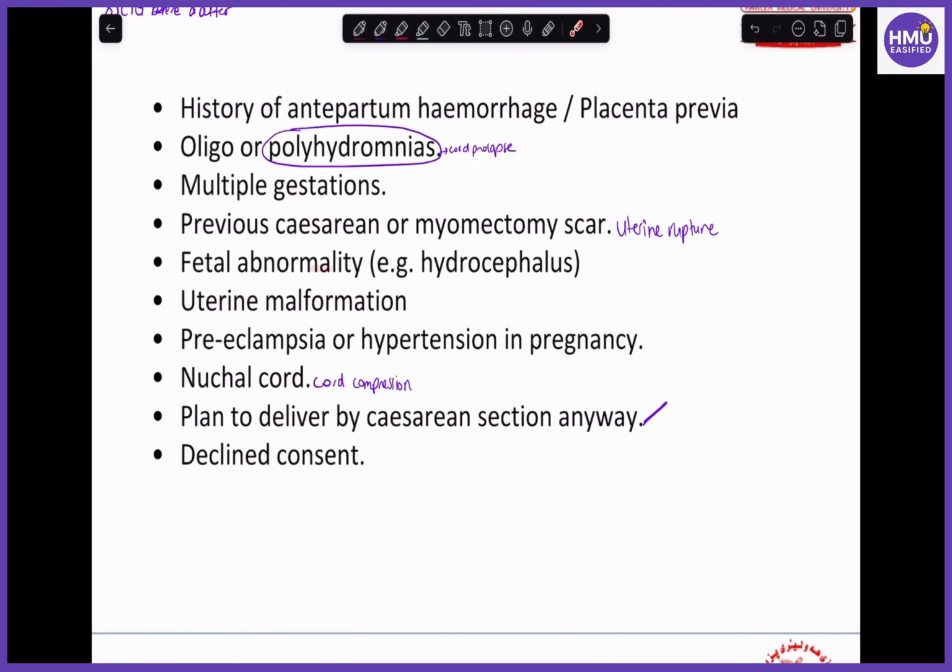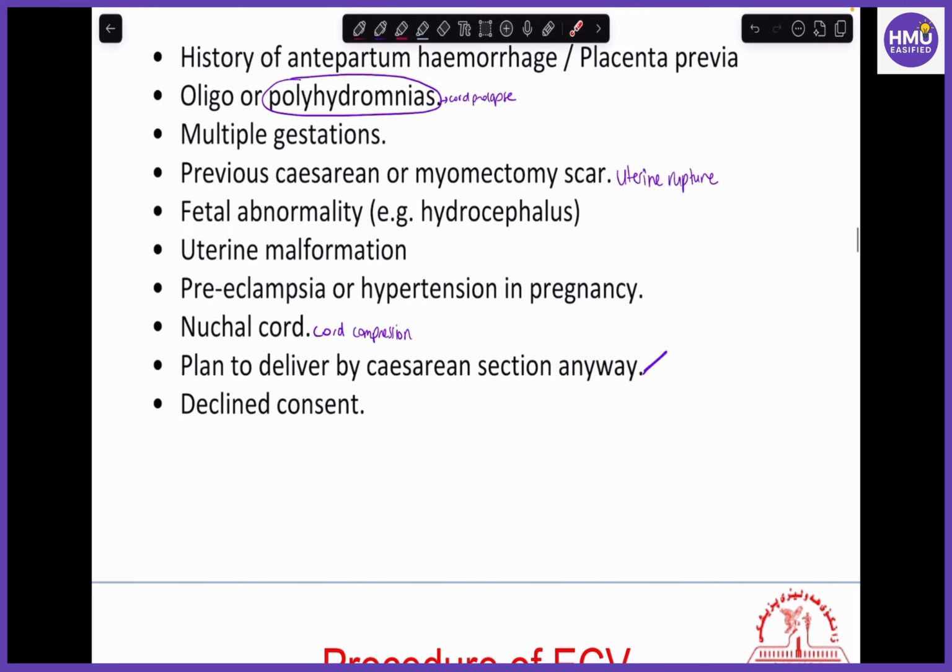Fetal abnormality such as hydrocephalus, as we cannot rotate it safely. Uterine malformations such as bicornuate or septate uterus, where turning the fetus is difficult. Preeclampsia or hypertension in pregnancy, where the mother is unstable, so we may cause more stress and fetal distress. Nuchal cord, which may cause cord compression. By manipulation, we may tighten the cord and cause fetal distress and hypoxia.